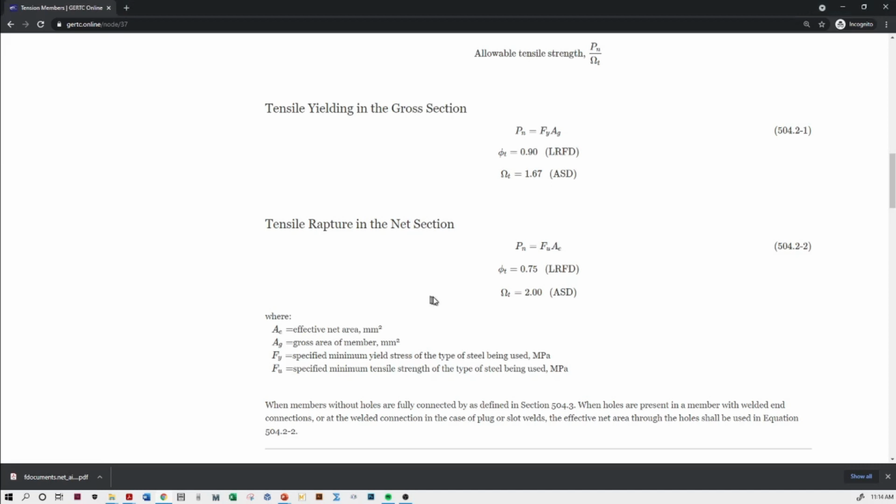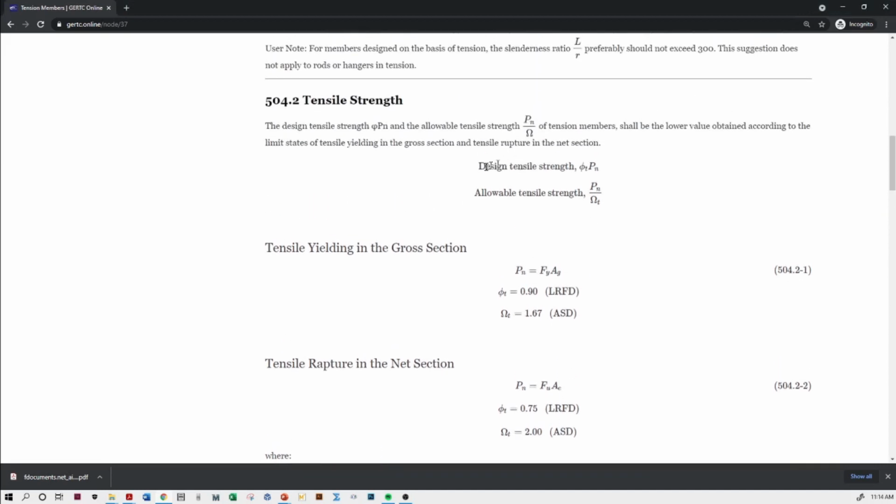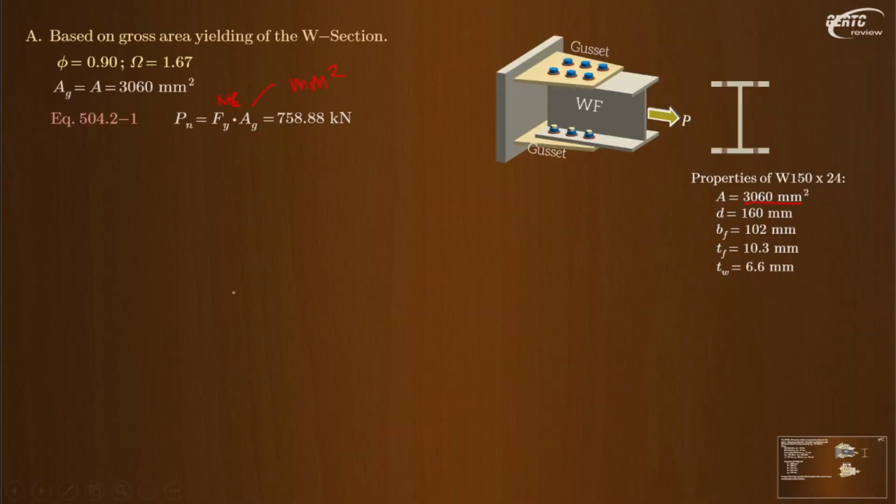So let's go back to the code. Alright, this is what the code says. The design strength is a product of phi and Pn, and the allowable strength is Pn over omega. So our design strength for LRFD is equal to phi times Pn. Our phi is 0.9. This is our Pn, so the result is 682.992 kilonewtons.